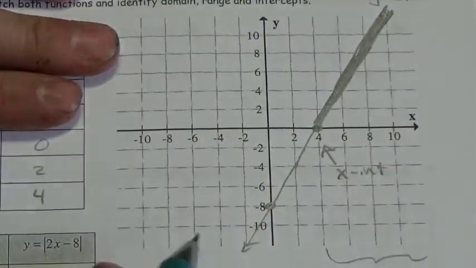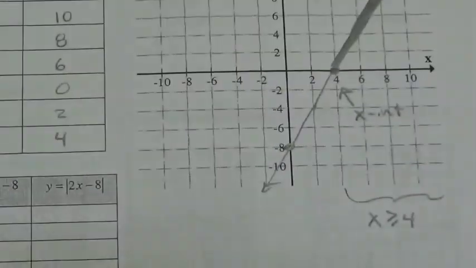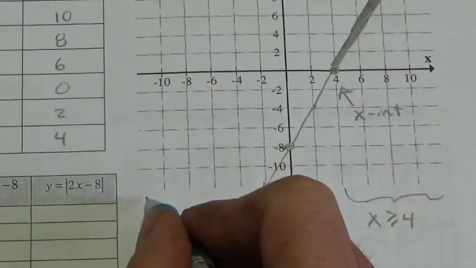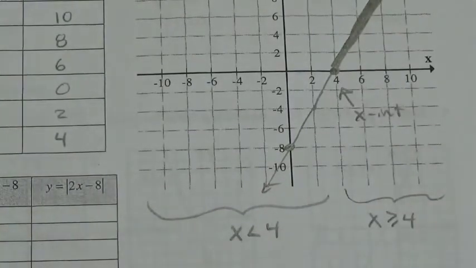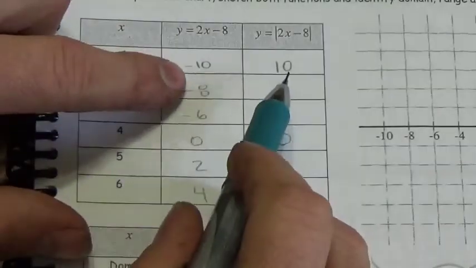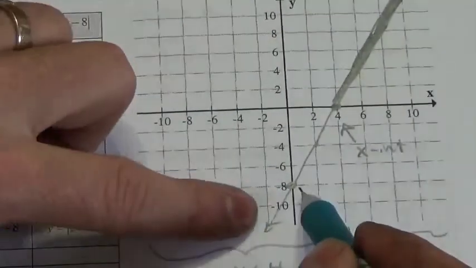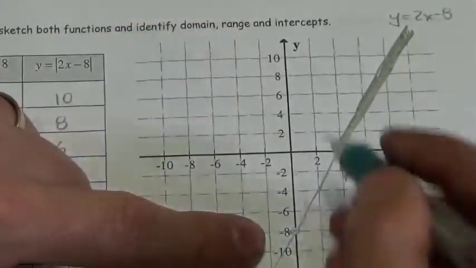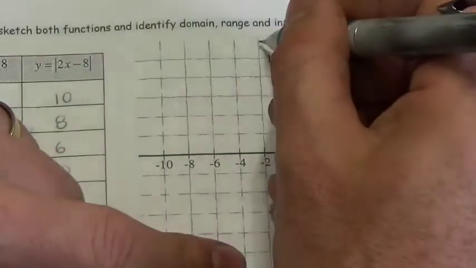Now, when x was less than 4, in this spot right here, x is less than 4, the absolute value changed all of the signs. Negative 10 became positive, negative 8 became positive, negative 6 became positive. So these points down here flipped up. Like that negative 8 goes up to positive 8.